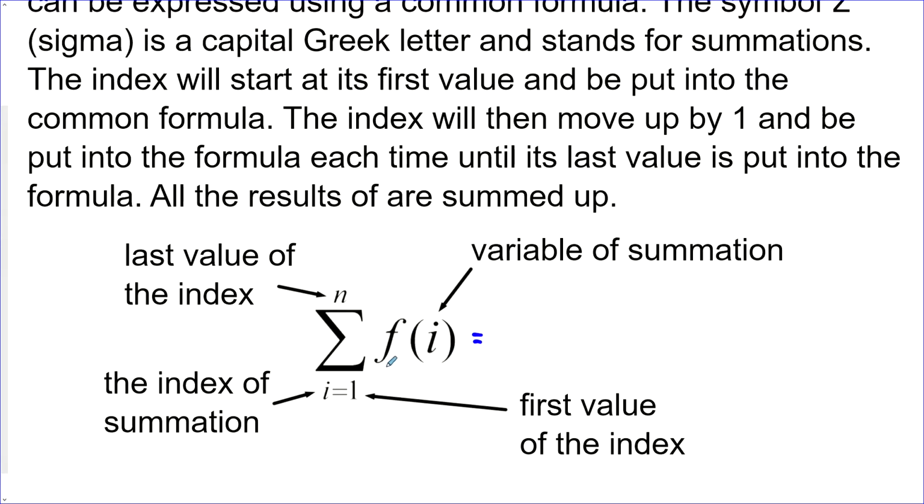So the first term here would be f at 1, because this one says that's our starting value. And then we would add f at 2, we would add f at 3, and we'd keep adding until we got to f at n, or our last value there.